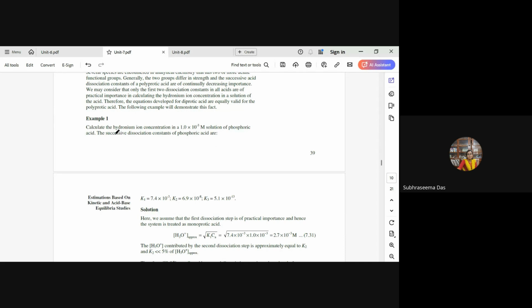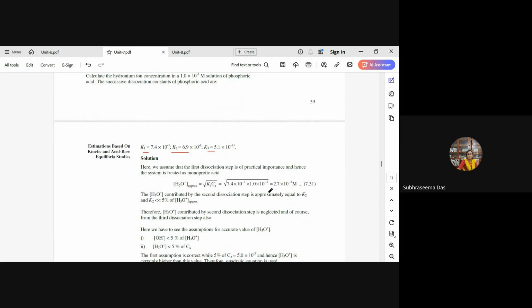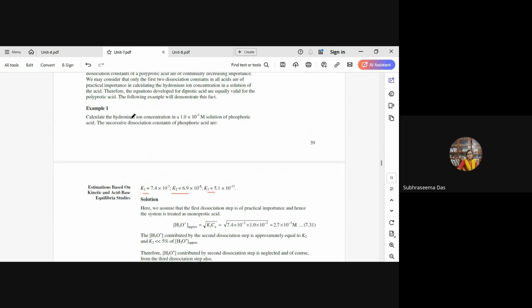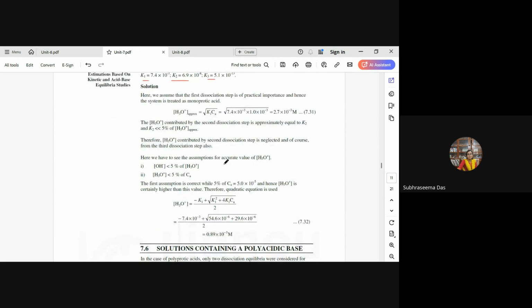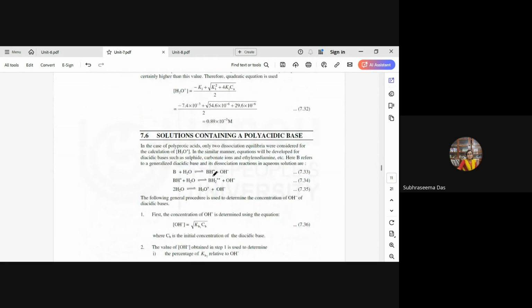Here it is given: calculate the hydronium ion concentration of a 1 into 10 to the power minus 3 molar solution of phosphoric acid, and the successive dissociation constants, that is K1, K2 and K3 for the three different steps, have been shown here. So it has been asked to find the concentration of hydronium ion. Therefore, using the above formula we can find it out.